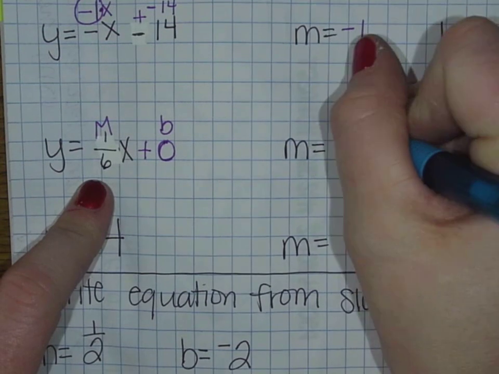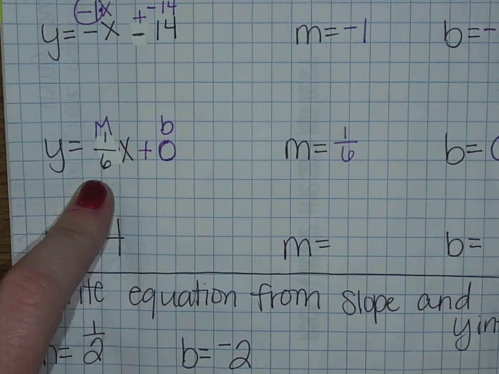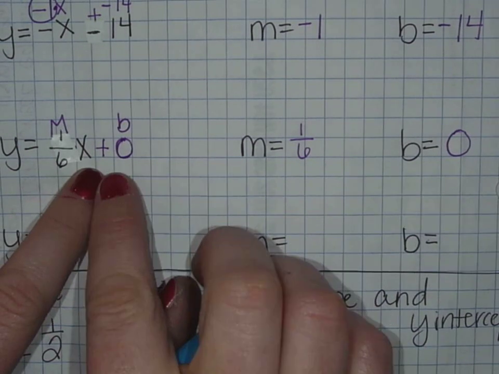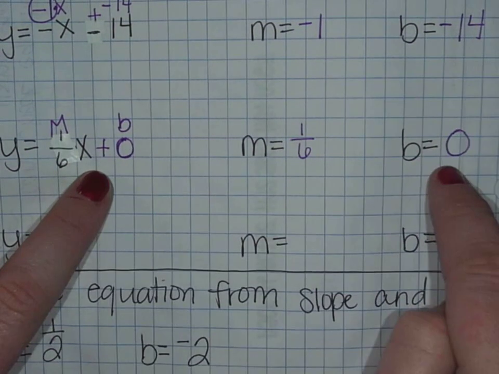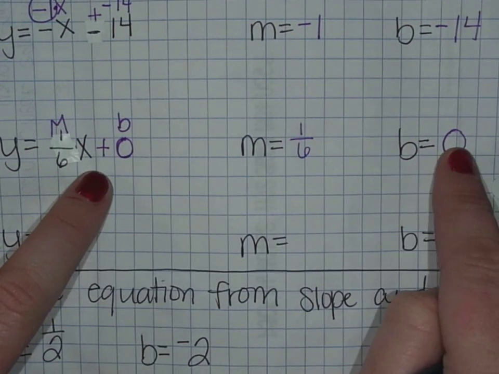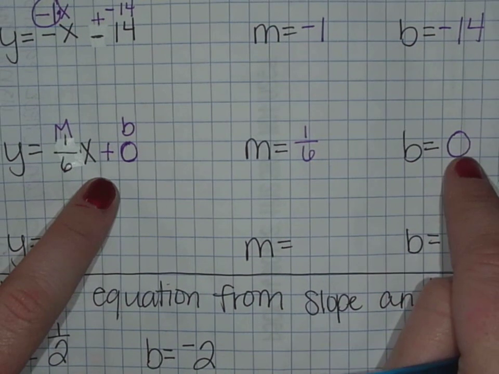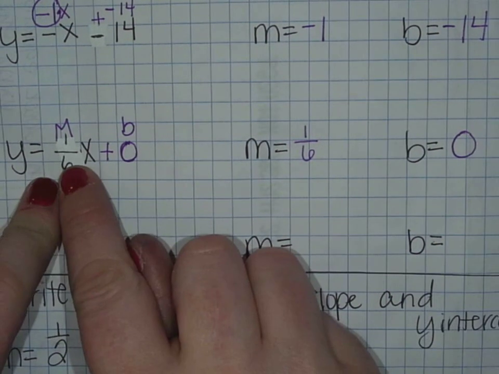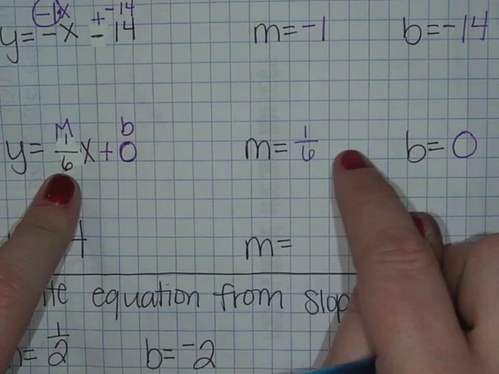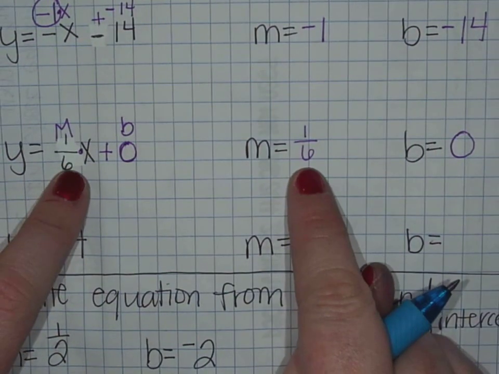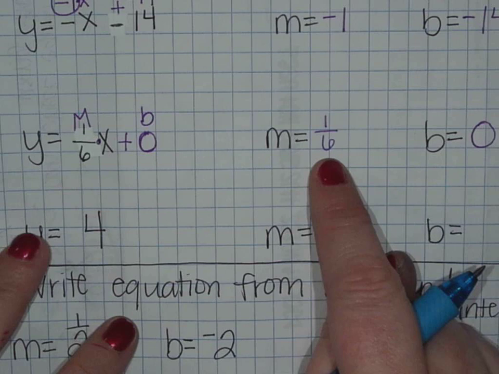and my slope would be 1/6. So my y-intercept is 0 because there's nothing adding on. There's not a y-intercept shown. It really does still cross the y-axis, but we would just call it 0. And then my slope is the number that multiplies by x. 1/6 times x means that the slope is 1/6.